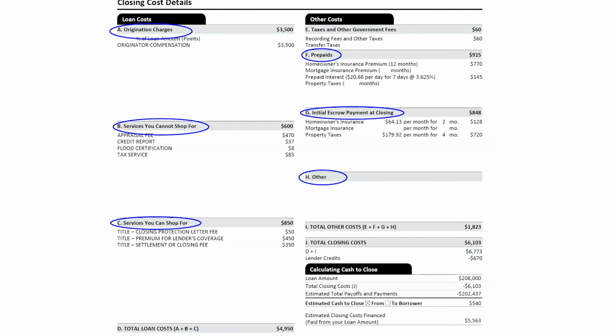Section H, owner's title policy. You do not pay this on a purchase, the seller does. This will be adjusted when they balance. This is where you'll see any HOA related fees.